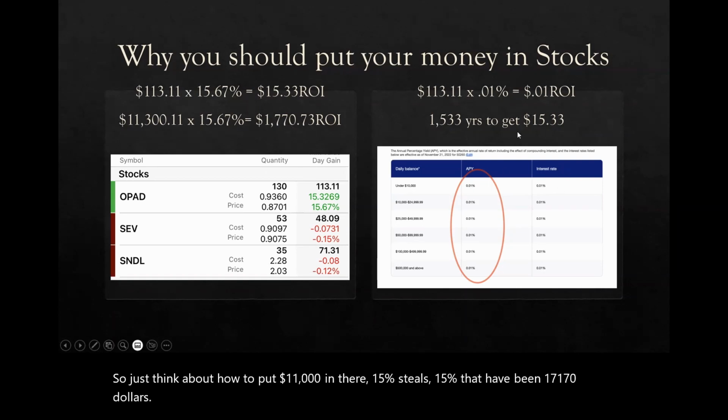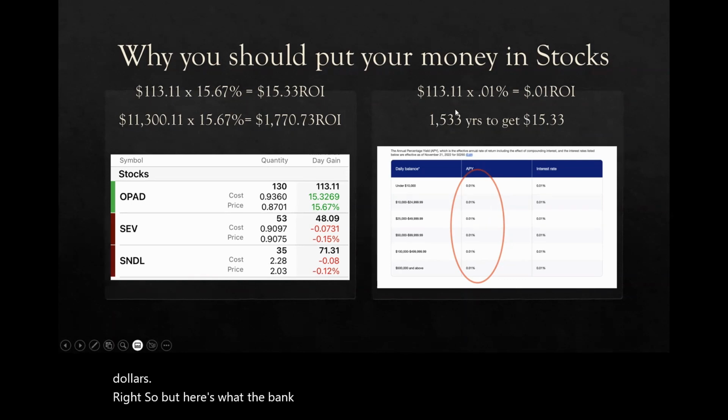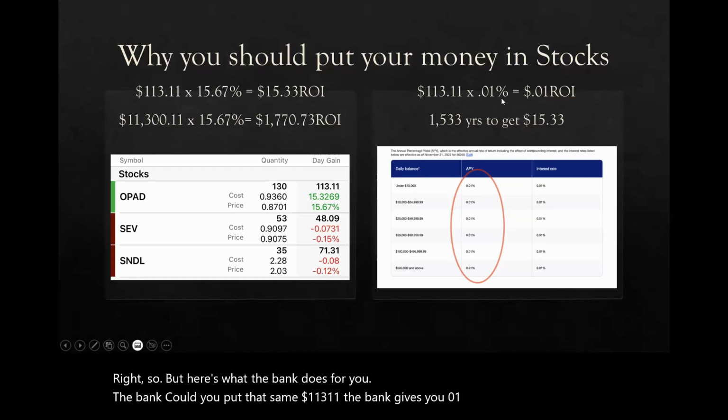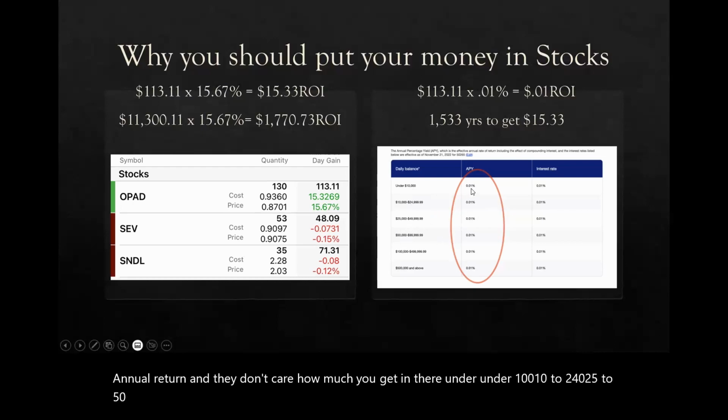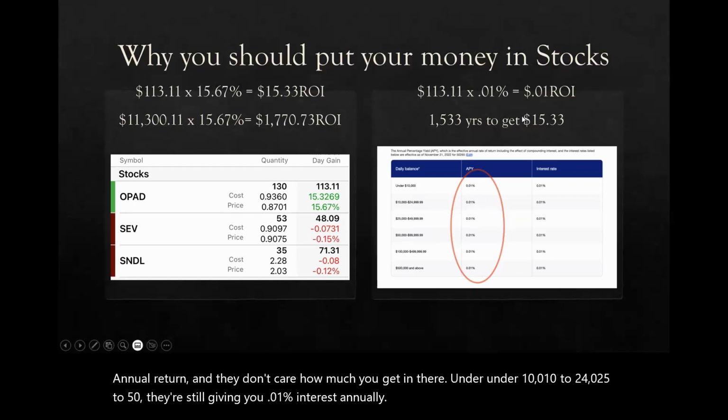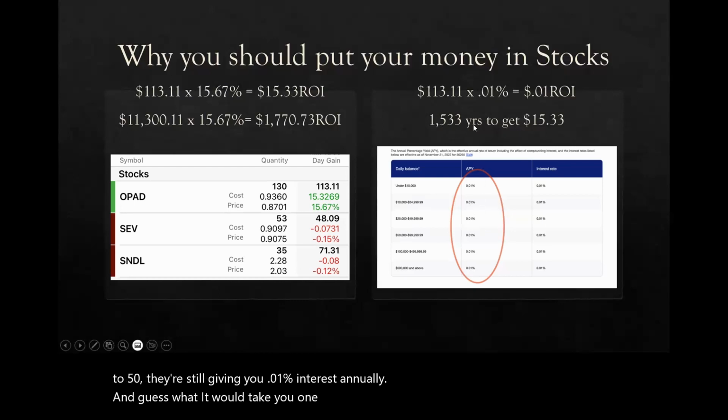right? But here's what the bank does for you. The bank, if you put that same $113.11, the bank gives you 0.01% annual return, and they don't care how much you get in there. Under 10,000, 10 to 24,000, 25 to 50, they're still giving you 0.01% interest annually. And guess what? It would take you 1,533 years to get a $15 return on $113 in the bank.